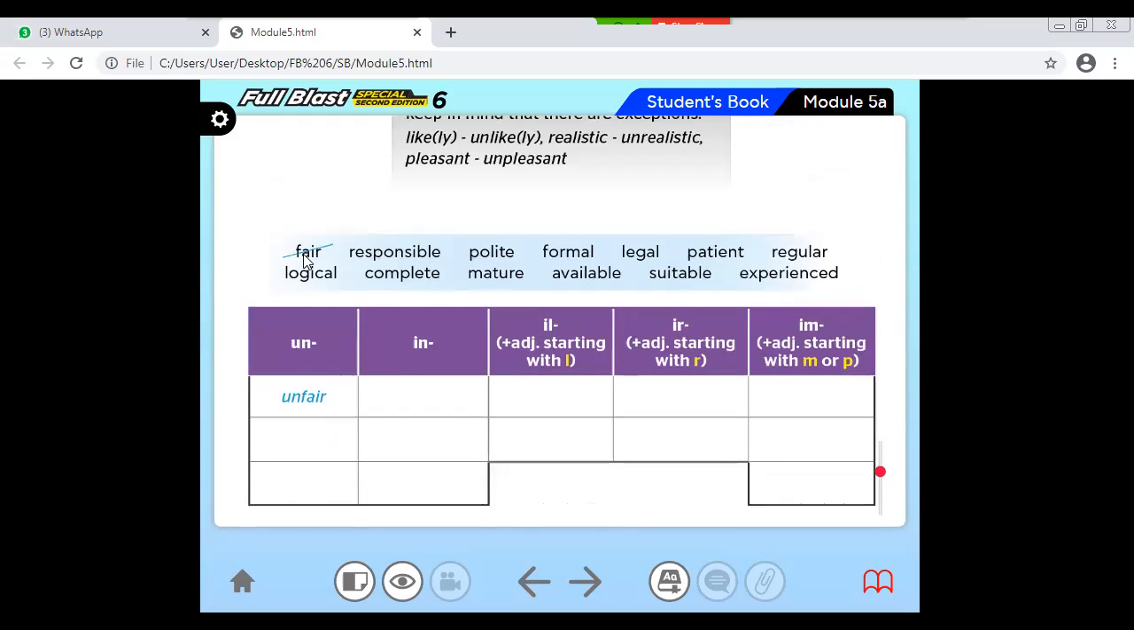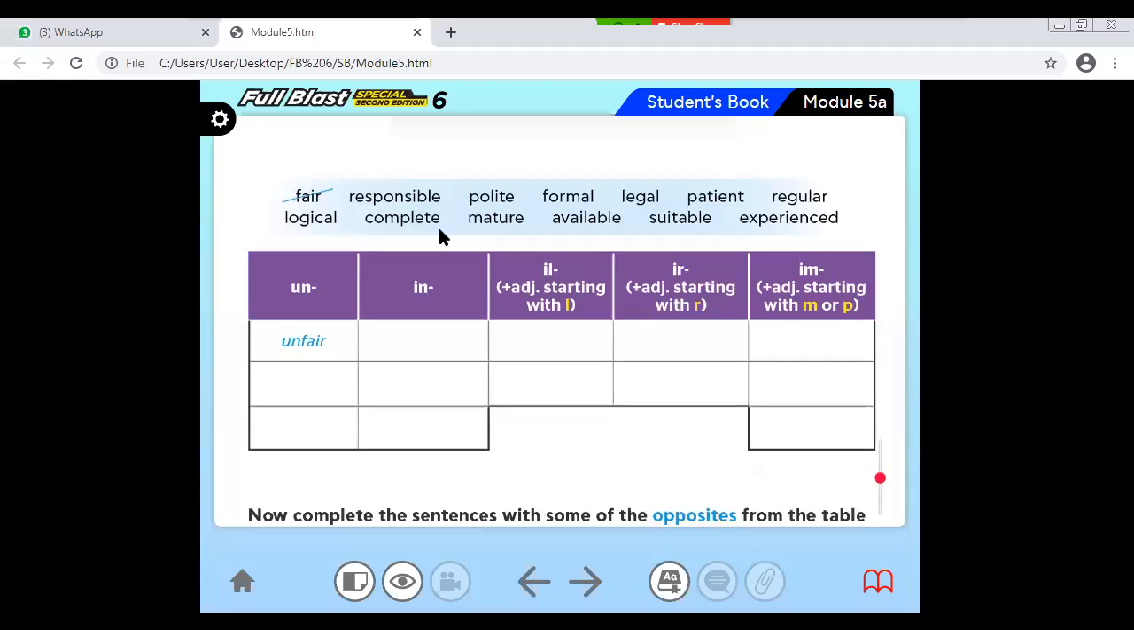The word fair, the opposite of it is unfair. Prepare your pen to write with me. What is the opposite of responsible? Irresponsible. We will write it here with the "ir". What about "un" and "in"? We will know where to use them from the table. What is the opposite of polite? Impolite. Formal. Unformal. Sorry, informal. It will be informal.